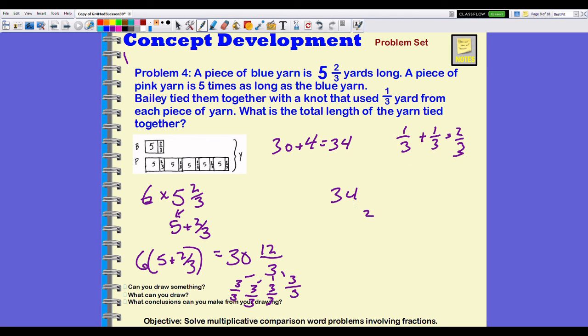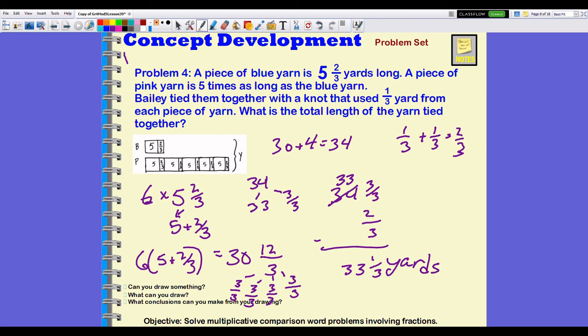So we're going to do 34 minus 2/3. But guess what? We can't subtract from nothing. So we have to go over here and borrow. So this 34 is going to be rewritten as 33 and 3/3. Because again, that's our whole. So again, we're going to borrow. So that leaves us with 33 over here and 3/3. Now 3 minus 2, that's going to be 1/3. And our whole carries down. So the total length in yards was 33 and 1/3 yards.